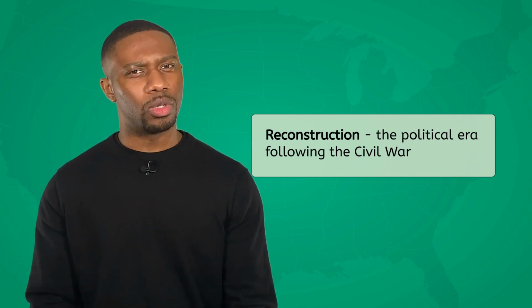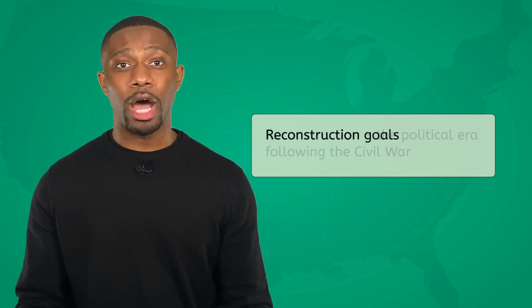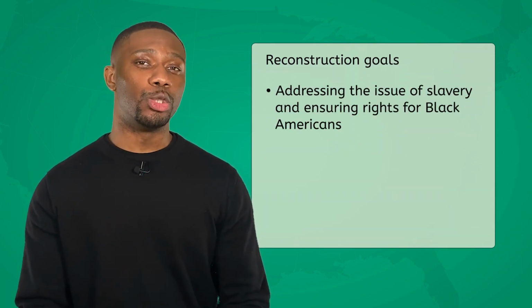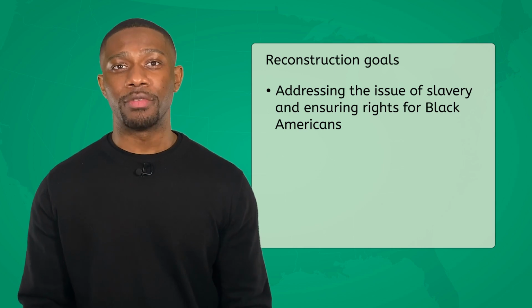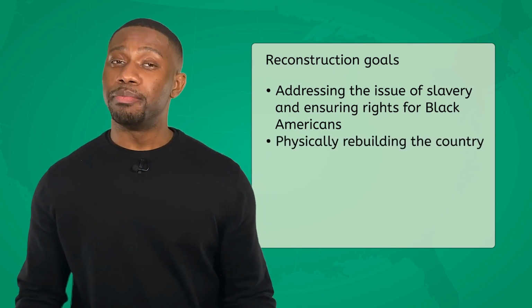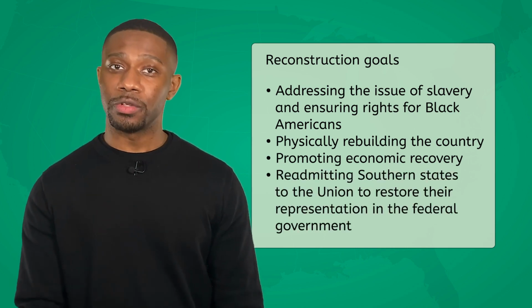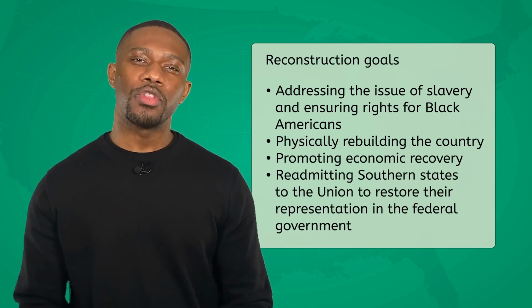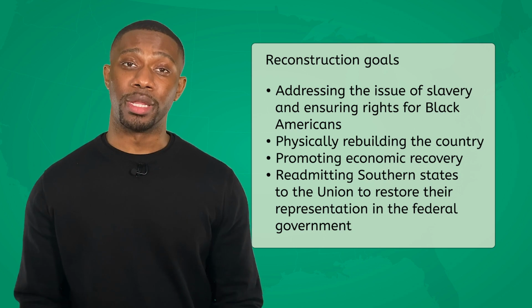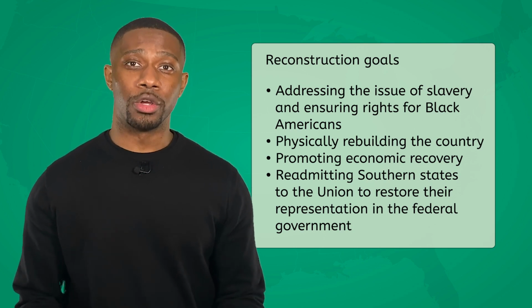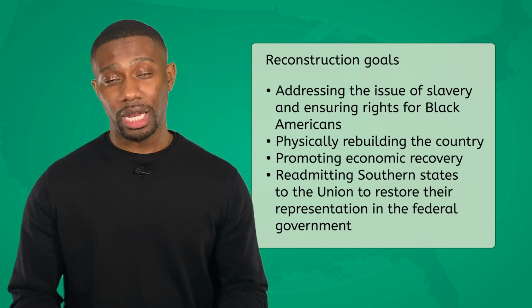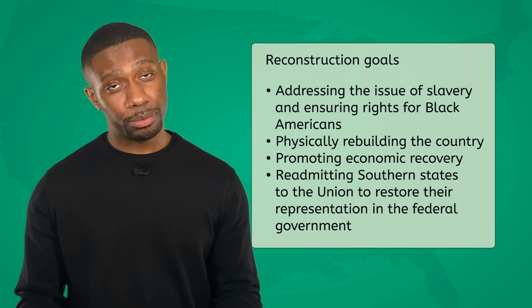During this time, political leaders were tasked with solving many problems, including addressing the issue of slavery and ensuring rights for Black Americans, physically rebuilding the country, promoting economic recovery, and readmitting Southern states to the Union to restore their representation in the federal government. It was a tall order that would be hard to fill, and Americans disagreed on the best approach.